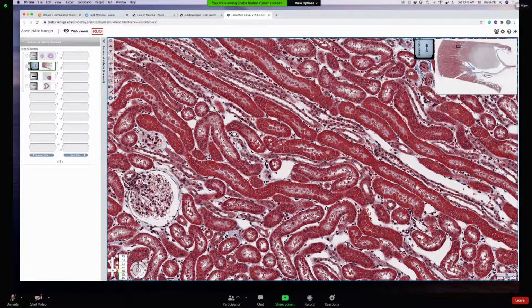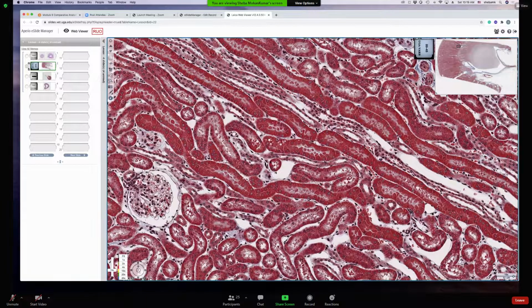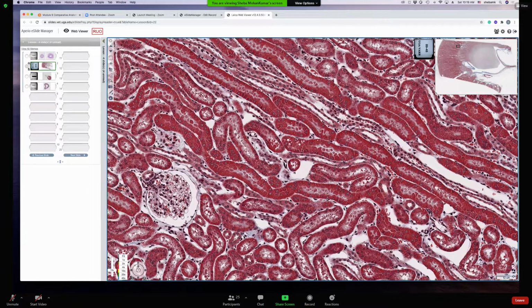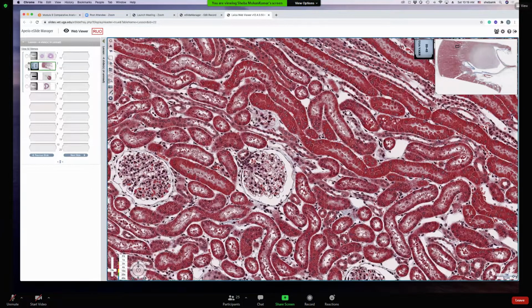So is the best way to tell those apart that the proximal has less luminal space than the distal? True. If you have all this gray stuff filling up the lumen, it's definitely a proximal convoluted tubule. This one is a distal convoluted tubule. You see more clear space. And when you see different shades of red in the epithelium, that would be your collecting duct. So you need to know the difference between these three.